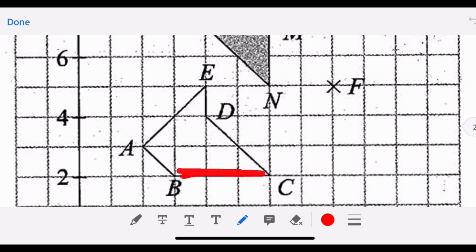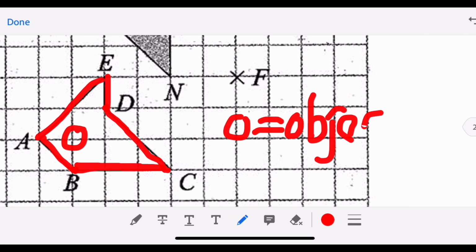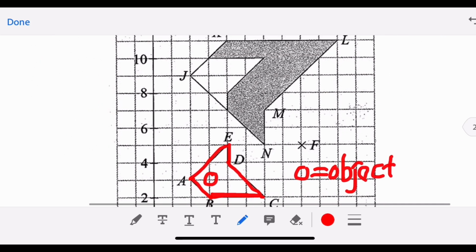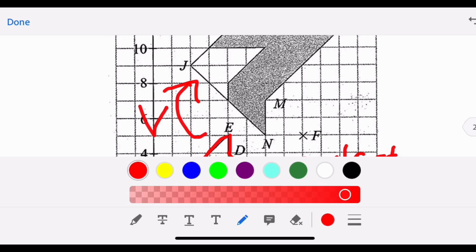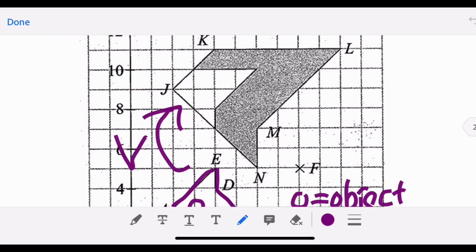So the object here is given A, B, C, D, E, so I highlight using the red color. That is O, I put O for object. I want to be very sure that I'm choosing the right object, so I label as O. And then I will study where my first image is, because the question will not tell you where your first image is. Obviously, after you do the V, you will get the first image before you go to the final image.